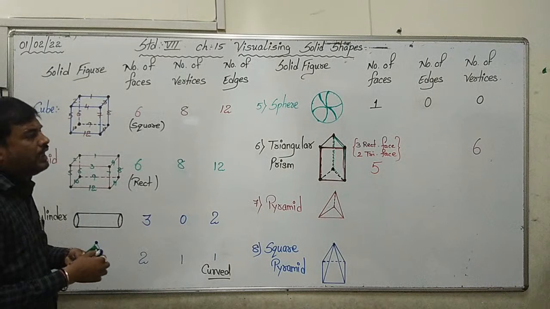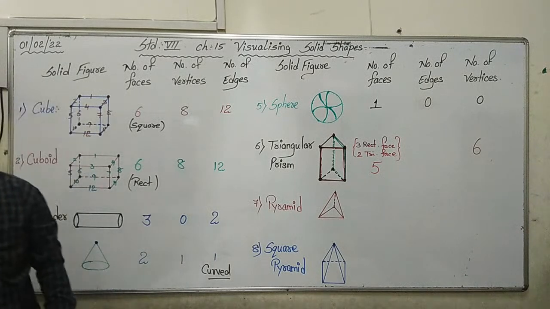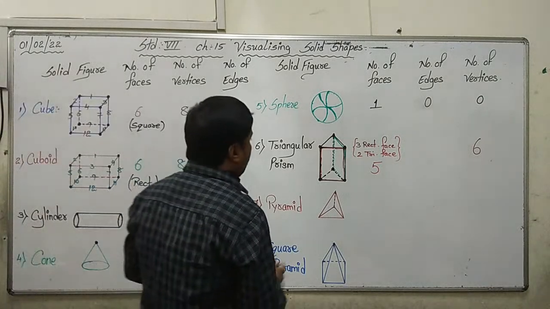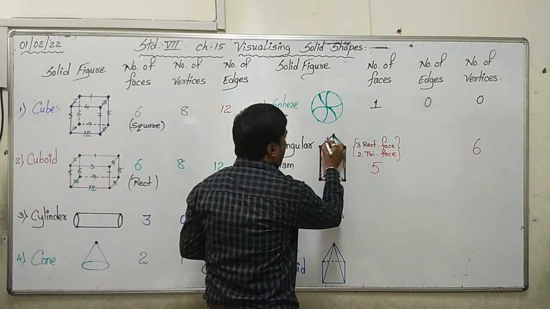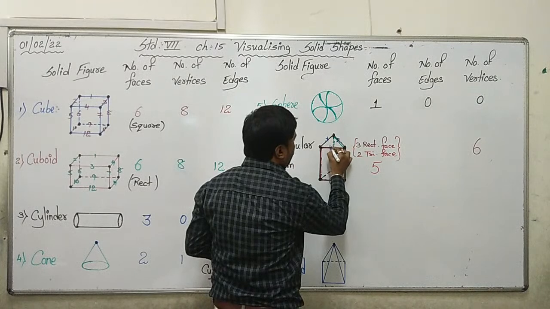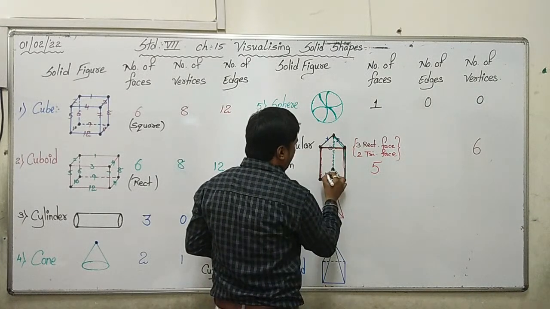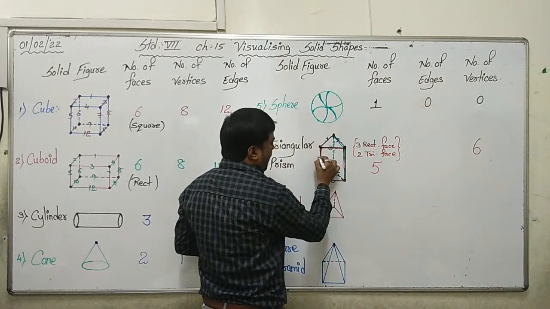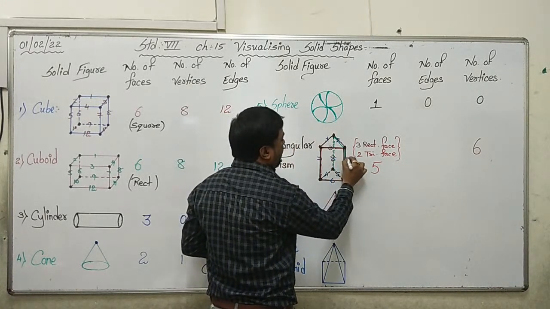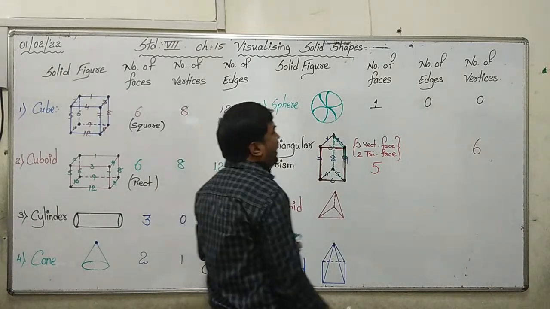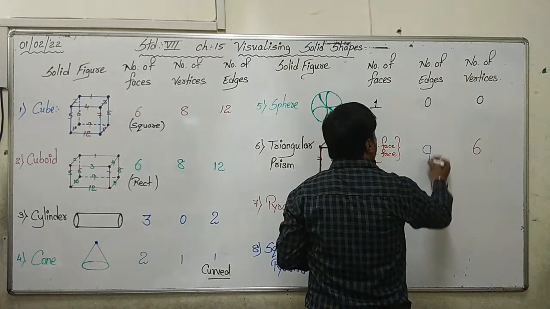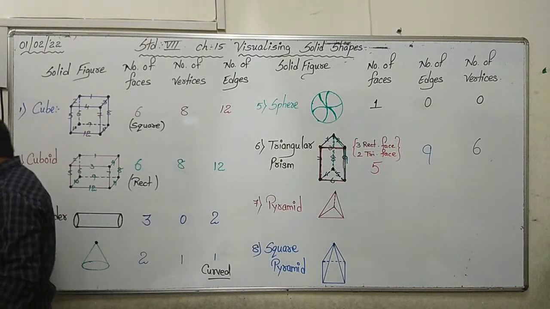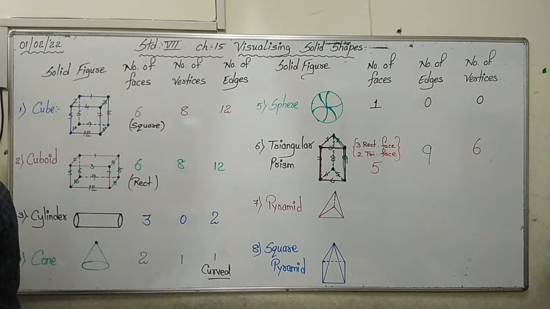Now let us find the number of line segments, or we can say edges. Let's find the edges. 1 2 3 4 5 6 and 7 8 9. So total how many edges are there? Total 9 edges are there. Are you getting it easily?